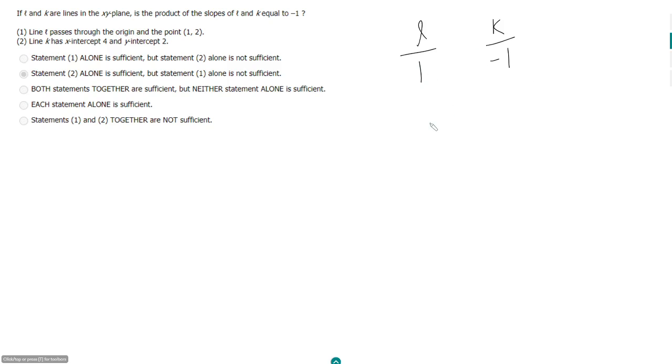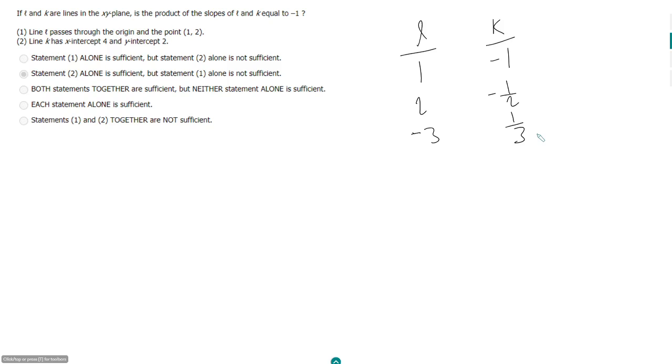Or you can also have L has a slope of 2 and K has a slope of -1/2. That would also work. Or you can have L has a slope of -3, K has a slope of +1/3. All of these would give you a product of -1.